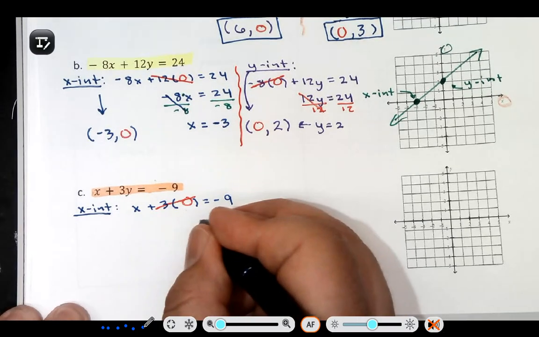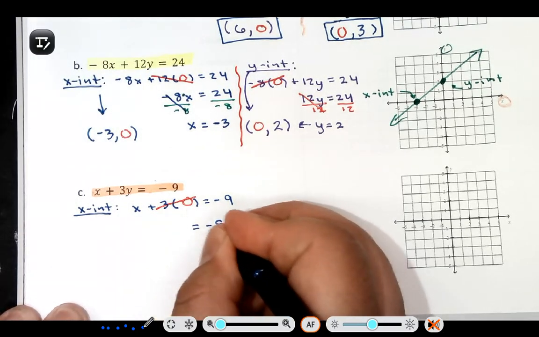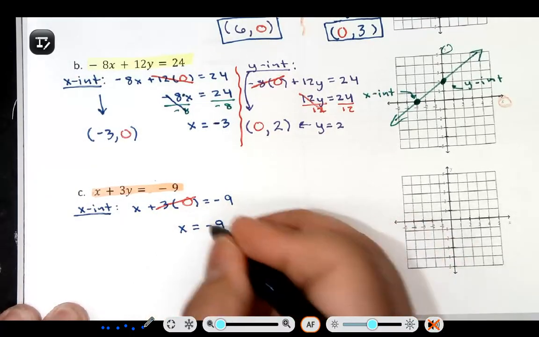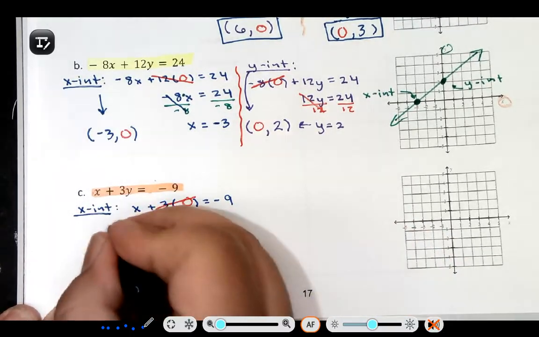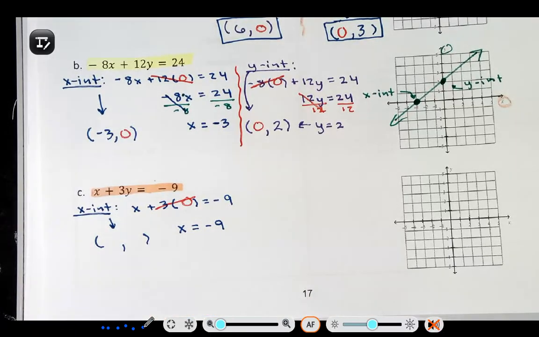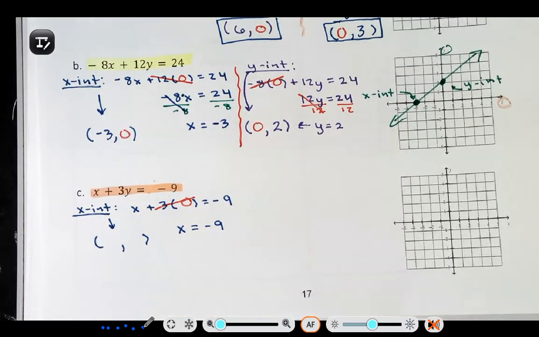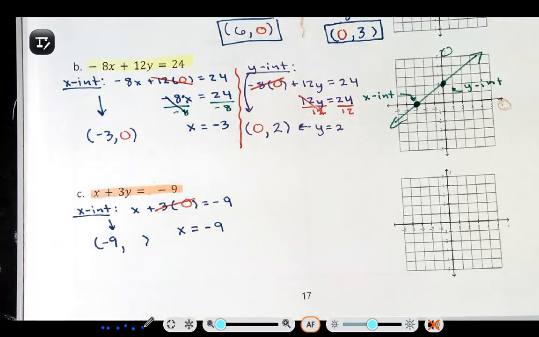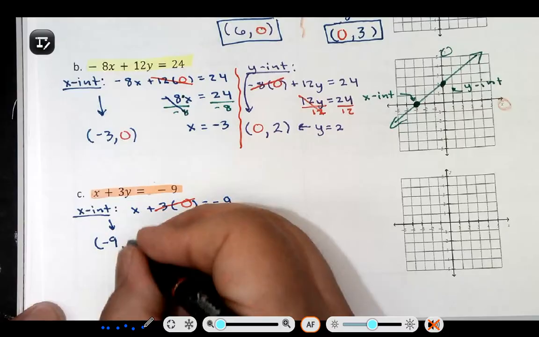And if you notice, look at what I'm left with. There's the -9 on the right side. And on the left, look, I'm already done. That right there, my x-intercept then is, now remember, you got to put the number in the right spot. It says x is -9. Then your x goes first. And of course, what's my y value? Well, 0.